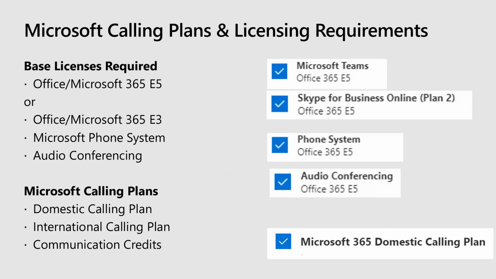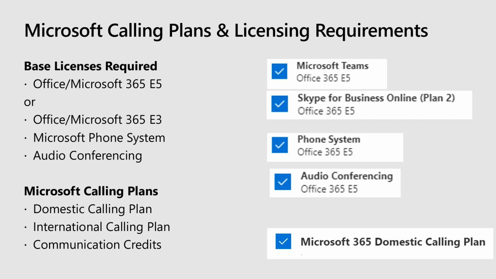So if we are looking at Microsoft calling plans and licensing requirements, either you need the Microsoft 365 E5 license, because that includes everything. And everything means we need at least Microsoft Teams, and we still need Skype for Business Online Plan 2, right? That's an important part, because if we don't use the Skype for Business Online license, then you cannot use Phone System. This is something legacy, because originally Phone System was designed for Skype for Business, but it's reused by Teams. We just need the license.